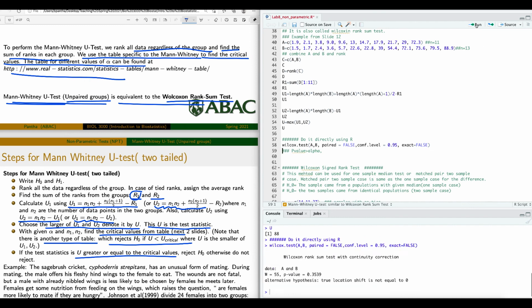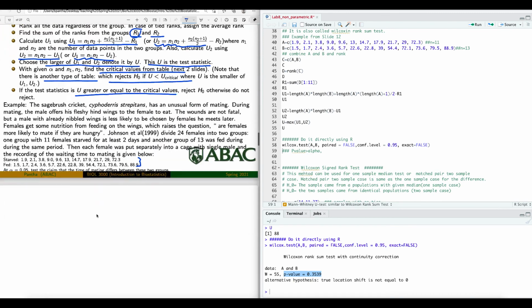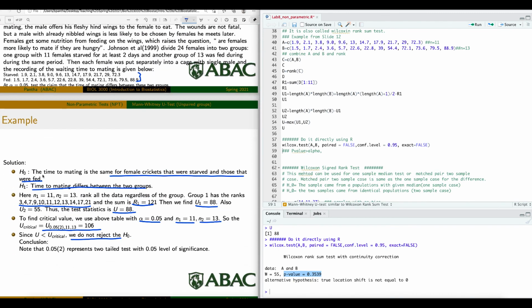When you do that, I got a P value greater than alpha. P is 0.35, which is greater than 0.05. So we do not reject the null hypothesis, meaning the time of mating is the same for both types of crickets. So that's how we do the Mann-Whitney U test, which is a non-parametric test to compare two samples.